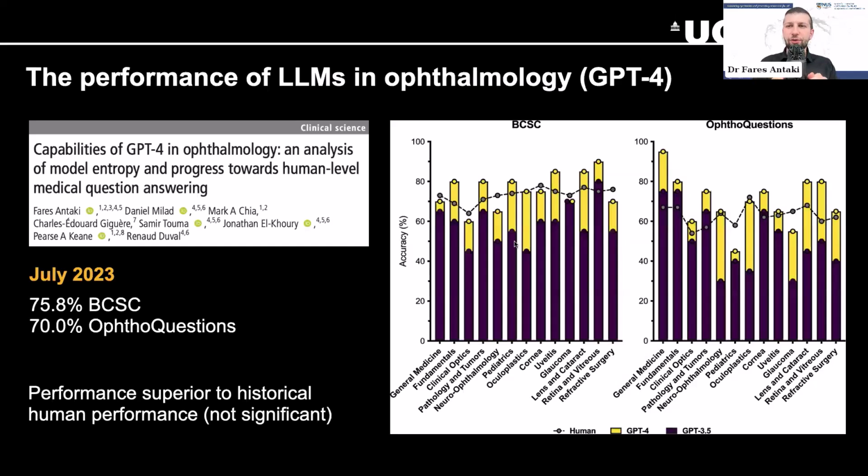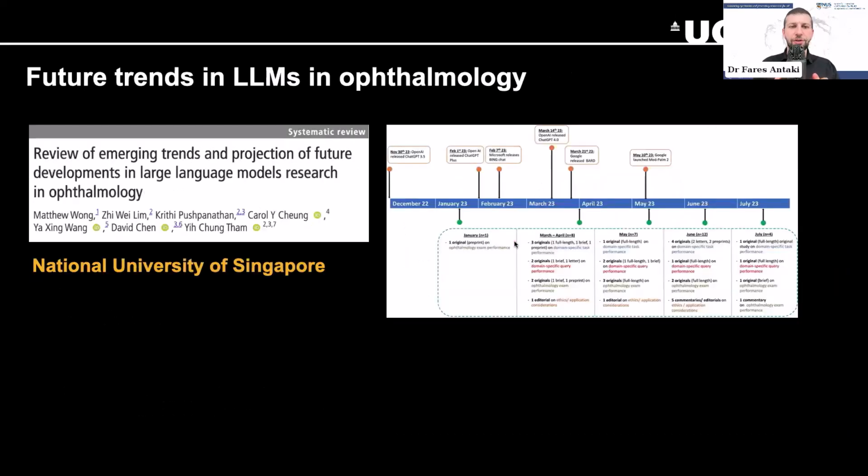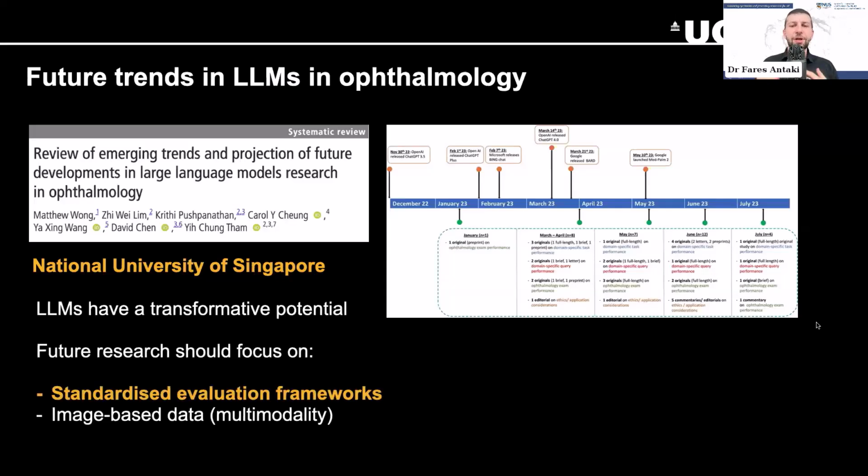I want to point out a review published in the BJO by the team here at the National University of Singapore that really summarized very nicely the emerging trends in LLMs in ophthalmology. And one of the conclusions was that LLMs have a transformative potential, and I think all of us agree on that, but that future research should focus on two things: standardized evaluation frameworks, and then image-based data and multimodality. So let's focus on the first point.